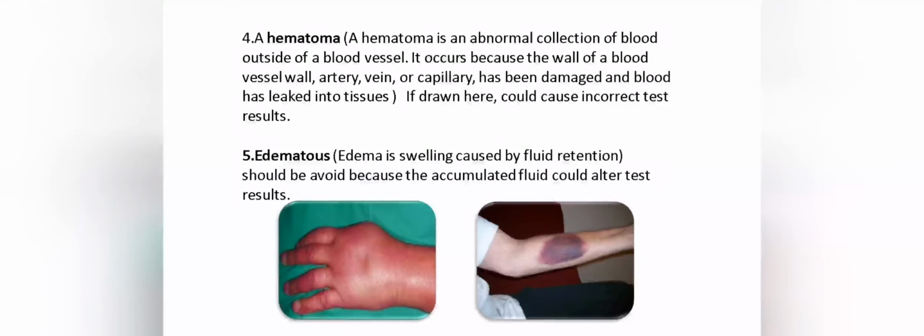Next one, the hematoma. A hematoma is an abnormal collection of blood outside the blood vessel. It occurs because the wall of the blood vessel, artery, vein or capillary has been damaged or the blood has leaked into the tissue. If blood is drawn here, it could cause an incorrect test result. The final one is edema. Edema is a swelling caused by fluid retention. It should be avoided because the accumulation of fluid could alter the test result.